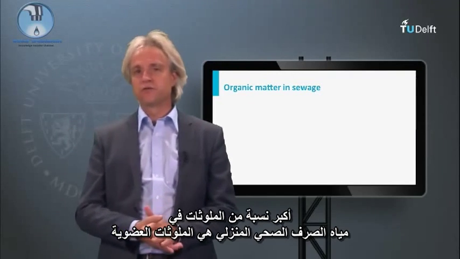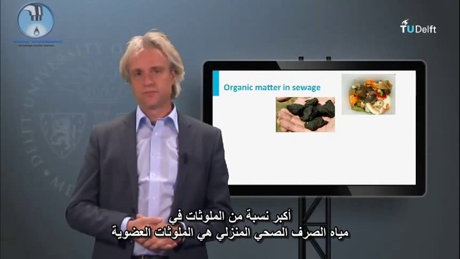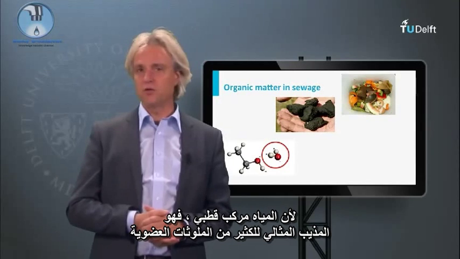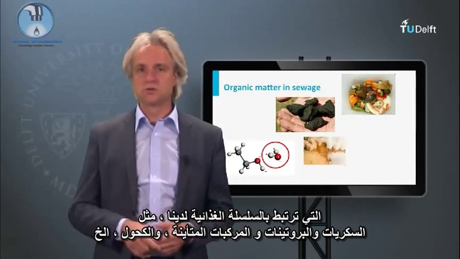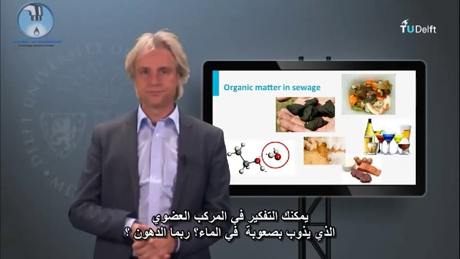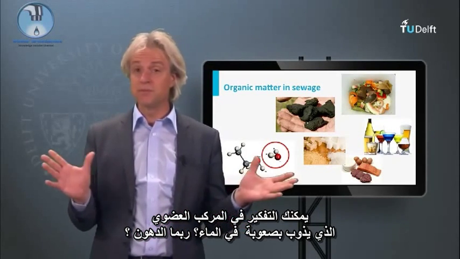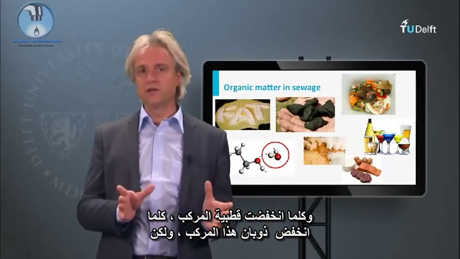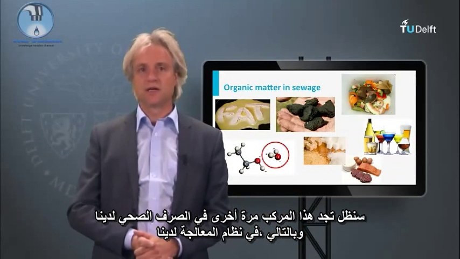The largest fraction of contaminants in domestic sewage consists of organic pollutants. Since water is a polar compound, it's an ideal solvent for many organic pollutants that are associated to our food chain, such as sugars, proteins, ionized compounds, alcohol, etc. Can you think of an organic compound that hardly dissolves in water? Maybe fats. The lower the polarity of a compound, the lower the solubility of that compound, but we still find them back in our sewage and thus in our treatment system.